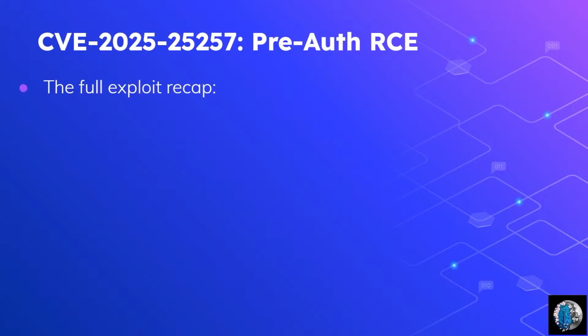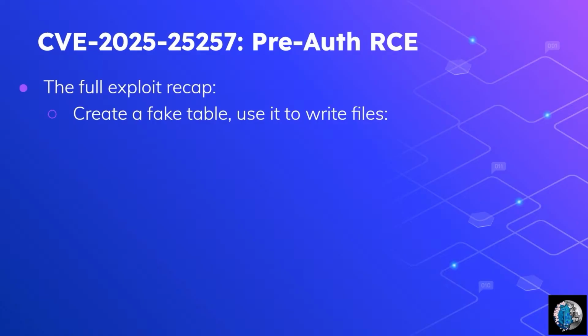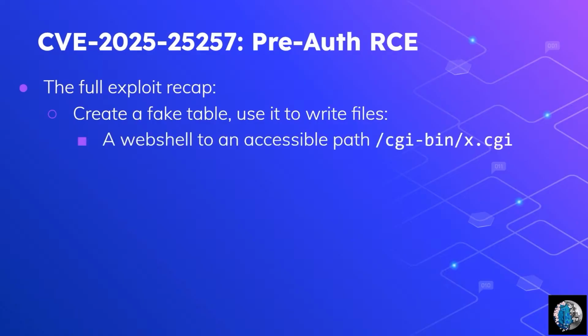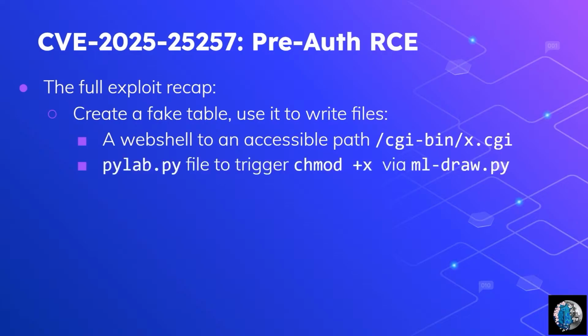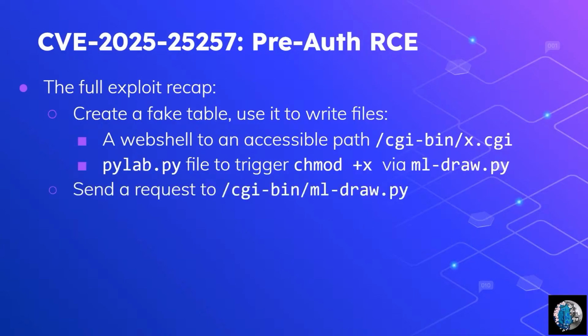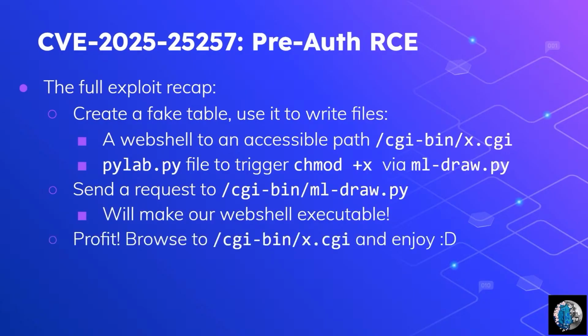Okay, so the full exploit recap. We create a fake table and use it to write files. The first file is a web shell, in an accessible path, which is the CGI bin directory. The second one is pylab.py, and then we send the request to the ML draw file. This will make our web shell executable. And then we can browse to our web shell and enjoy the web shell.